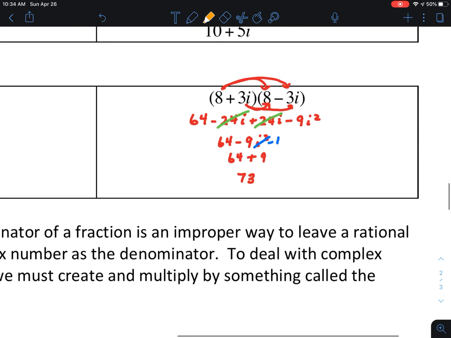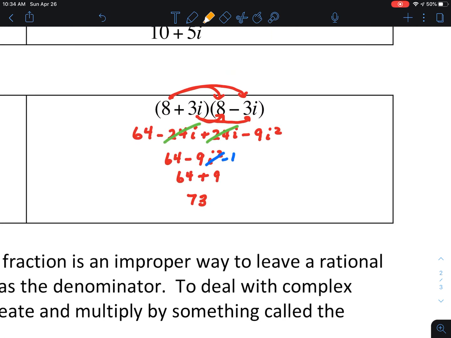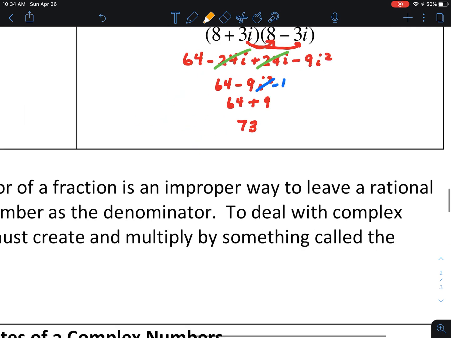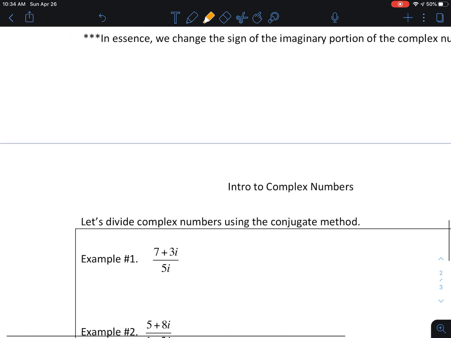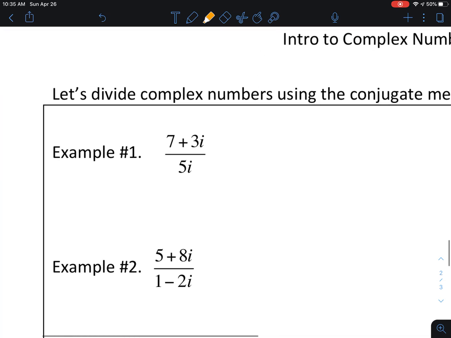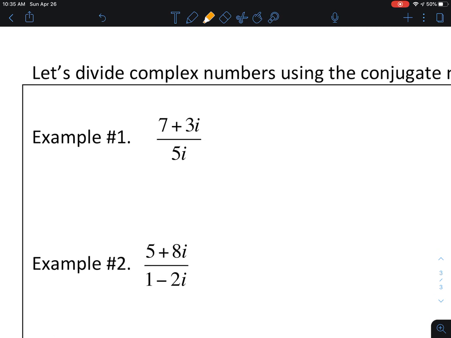And it's actually what happened up here, right? When we multiplied 8 plus 3i times 8 minus 3i, we ended up with 73. And 73 didn't have any imaginary numbers whatsoever. So let's see how that actually works, okay? Let's take a look at this example number 1. We have 7 plus 3i divided by 5i.